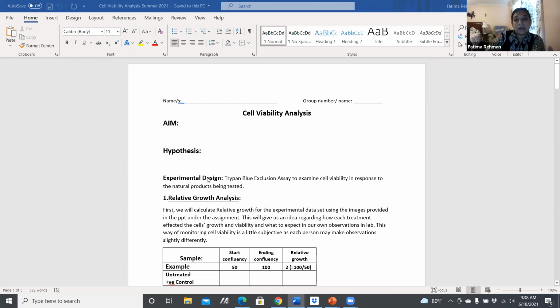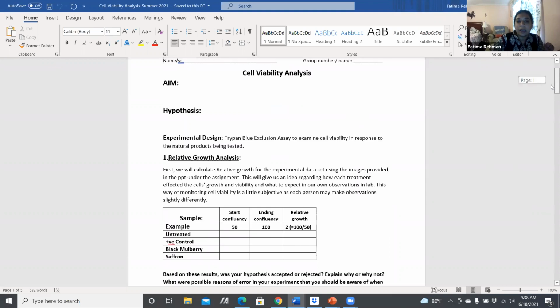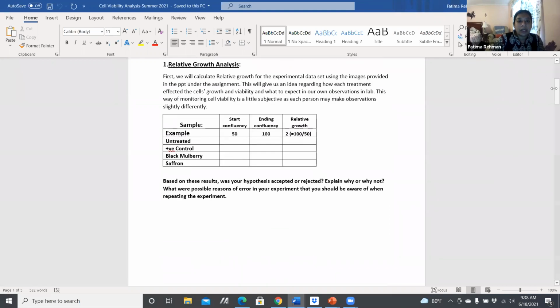For your hypothesis, you're going to go through your individual hypotheses as a group and generate a nice, clean, testable statement for your hypothesis, encompassing everybody's ideas into a single statement. And then you will have the data that you will be working with. So it tells you that you're going to be looking at primarily the trypan blue exclusion assay to determine the cell viability in response to the natural products that you're using. The first thing that you're going to be doing is what we call a relative growth analysis.